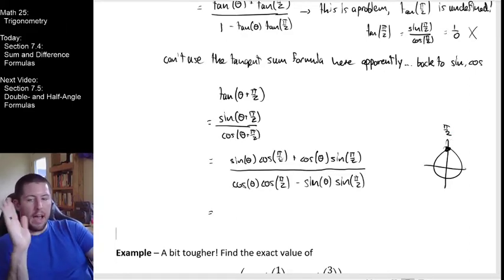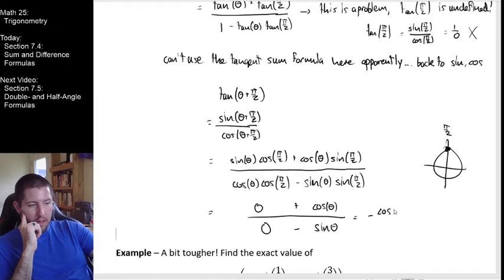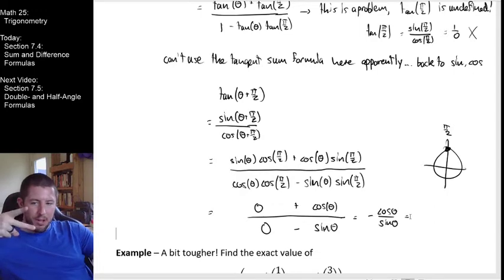So cosine of pi halves, what's our width at that point? It's 0, so that goes to 0. So this whole term went to 0. Sine of pi halves is 1, so we're just going to get cosine of theta down here. Again, cosine of pi halves goes to 0, so that's all 0. Sine of pi halves again is 1, so we're going to get a minus sine of theta. And it looks like we're getting cosine over negative sine, so negative cosine theta over sine theta. Cosine over sine, that's our flipped version of tangent, so that is in fact negative cotangent.